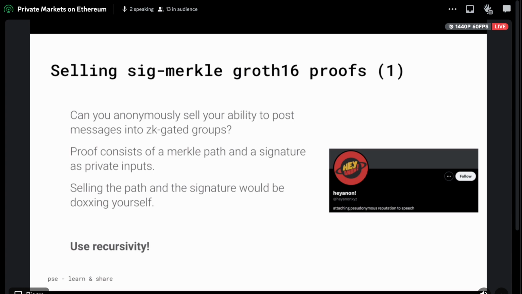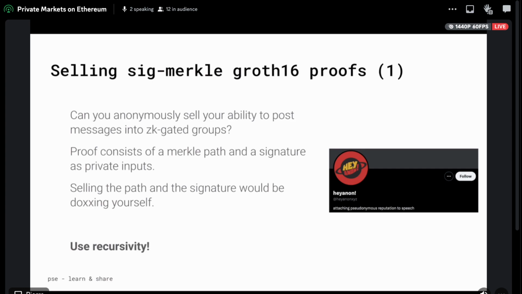I don't know if you have heard about HeyAnon, but HeyAnon was a project proposing that people able to prove some property regarding their Ethereum address, for instance that I own some kind of NFT, can start posting messages on some Twitter account. That makes this app what we call a ZK-gated app, because to access the functionality of the app, you have to provide a proof using ZK that your Ethereum address has a particular NFT. In the case of Anon, the proof consisted, for instance, of a Merkle path and a signature as private inputs.